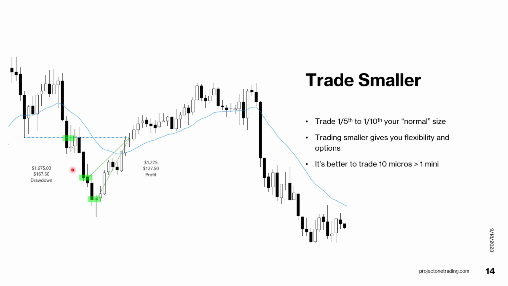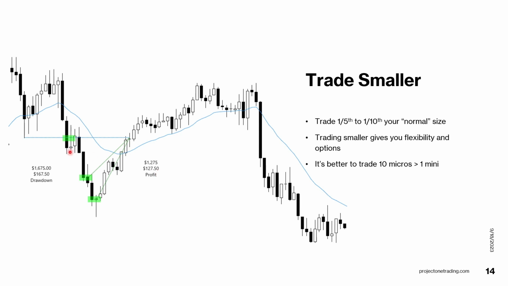Had you just traded one micro each time, you would have had $167 in drawdown. And then obviously times that by 10 for the 1 E-mini. As you've done 1 mini here, here, and here, you would have made $1,200 trading the E-mini, but you only would have made 127 on the micros. And I think when people see this, they get discouraged, and they just say, screw it, I'll just trade the minis. But your goal is not to get rich quick. Your goal is to get good quick, essentially.